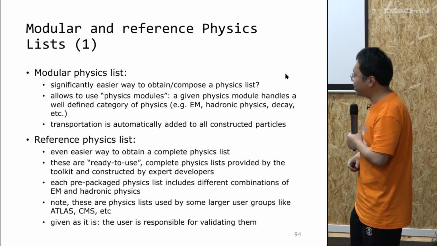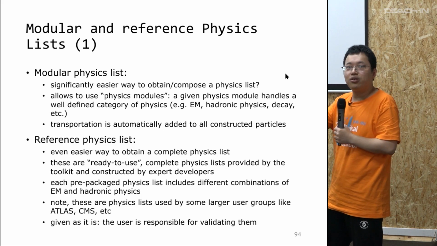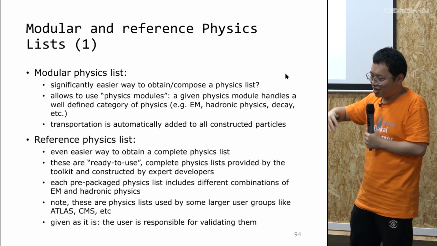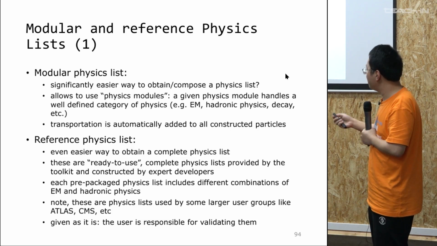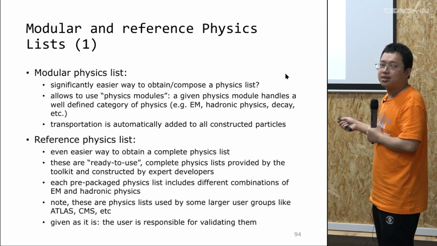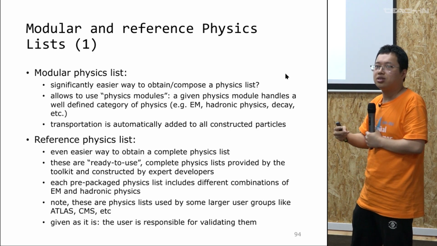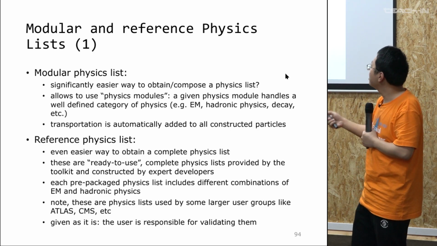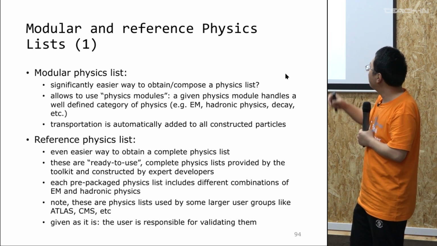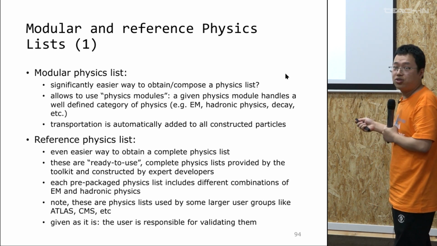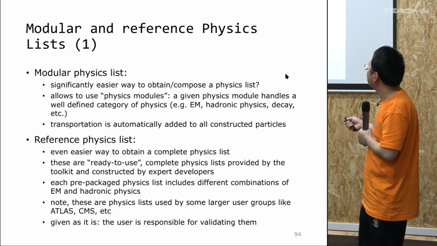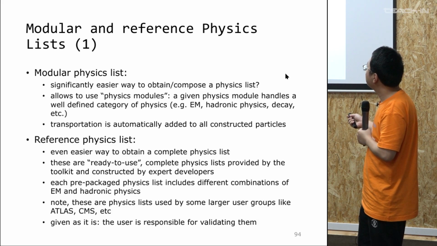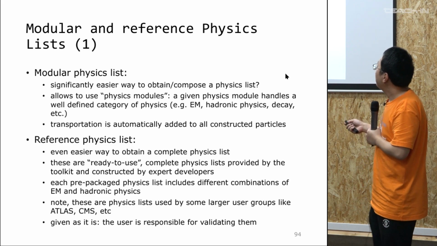Okay, because at the very beginning people were using this very normal way. Later, Geant4 provided this modular physics list, which helps a user just pick what they want. It's like a Lego block, so it will be much easier for users to pick these modules. Because Geant4 has already defined different categories, like EM, hadronic physics, decay, you just pick what you need.